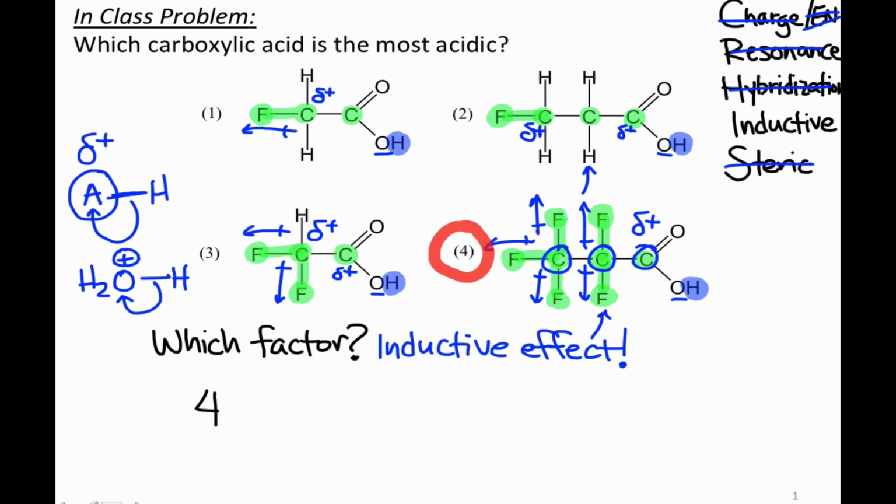But what comes in second? What we find is that the fluorine in molecule 2 is 2 carbons removed from the carboxylic acid group, while the fluorines in molecules 1 and 3 are only 1 carbon removed from that group. So the fluorines in 1 and 3 are closer to the acidic proton, and so their inductive effects are felt more strongly than in molecule 2 where the fluorine is located farther away. So we should expect the acidity of molecules 3 and 1 to be greater than the acidity of molecule 2.